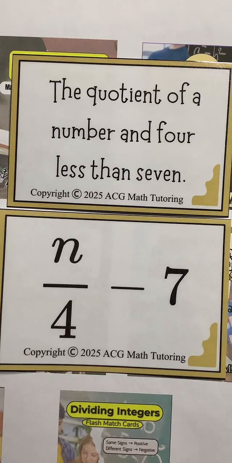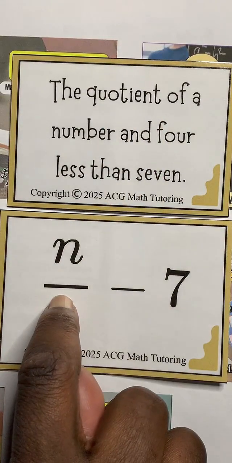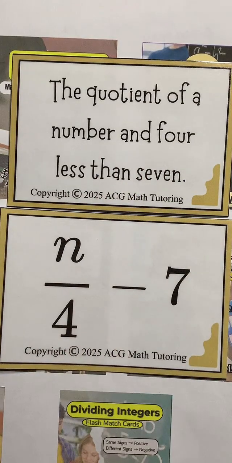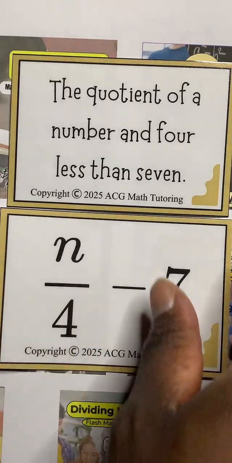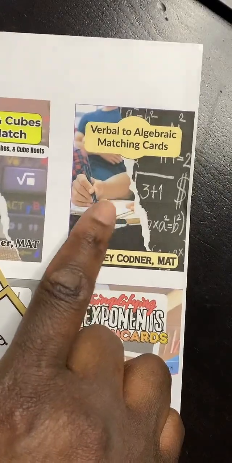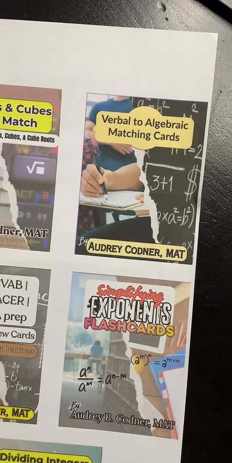And you're not really learning the process. You're just playing the matching game with the variables. So I made sure I kept it with the same variable. Okay? So we have two things. The quotient, that's your division of a number and 4. Less than 7. Really should be the other way around, but we'll talk about that. So that's what I do with this book. Verbal to algebraic matching cards.